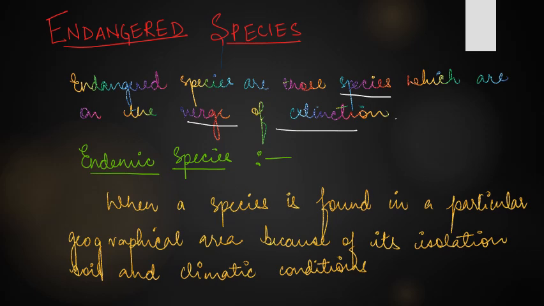So, let me tell you with an example. Say for example, Indian rhino, right? Indian rhino, it is what? It is very less in number, right? It is on the verge of extinction, so we call it endangered species.